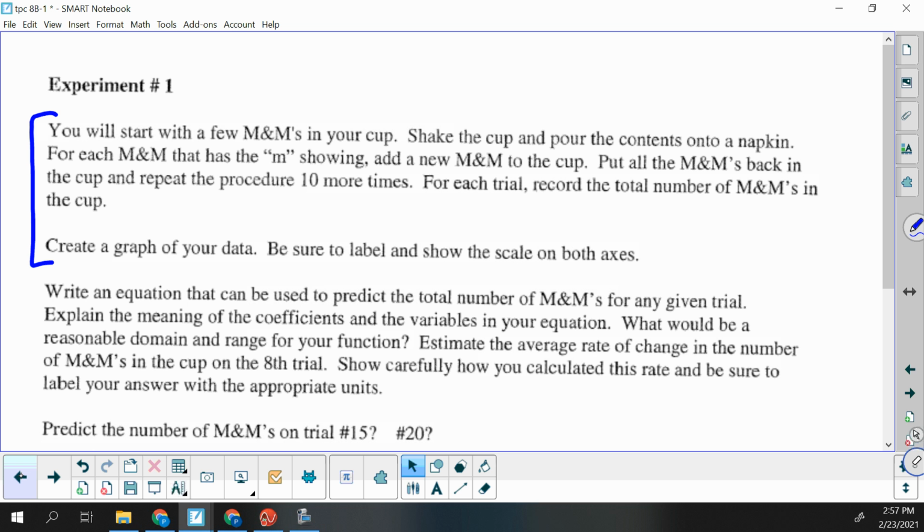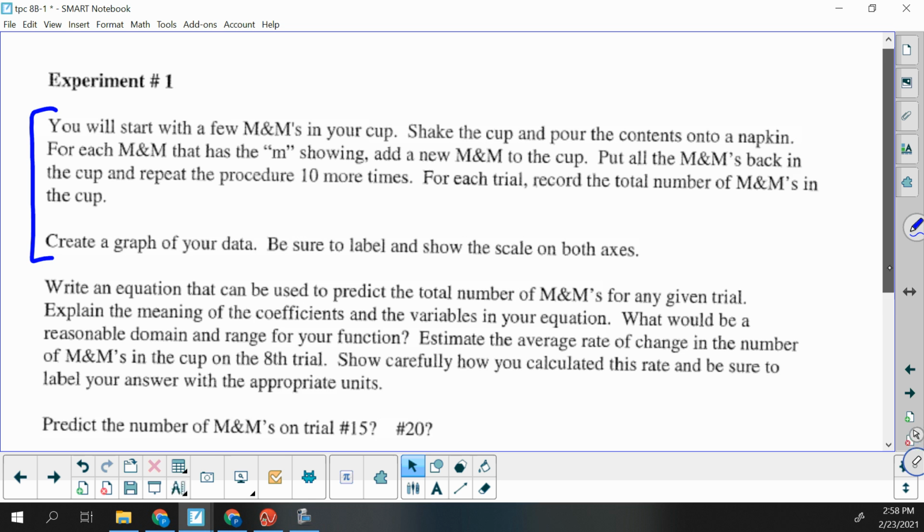So everyone had in their envelopes a baggie full of M&Ms. You are going to need a cup and a plate. Probably 2 cups and a plate. So if you need to pause the video, go get 2 cups and a plate so that you'll be able to do that and then start the video back up. So everyone is going to begin in experiment 1 with 3 M&Ms in their cup.